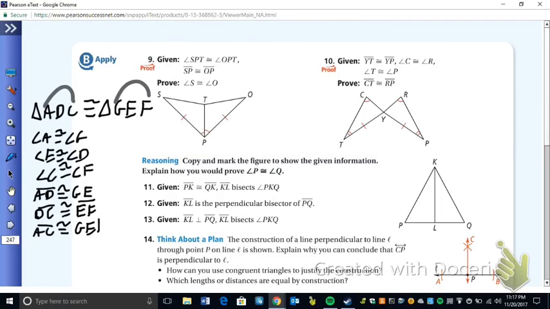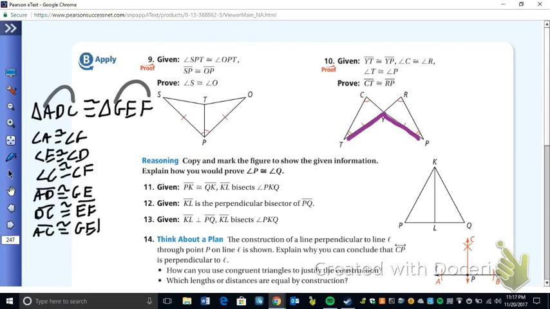So over here, we're looking at number 10. What we want to do is, we're given three facts: YT and YP are congruent, and C and R, and T and P are congruent. We want to use those three facts to somehow prove that CT, this line right here, and RP are congruent. So we're going to start writing down our givens.